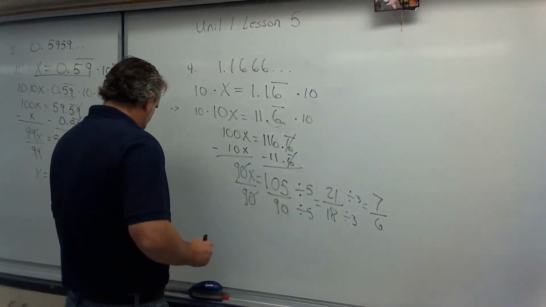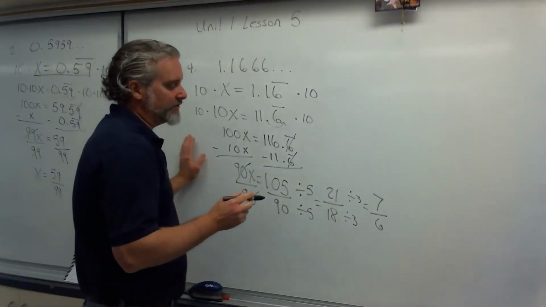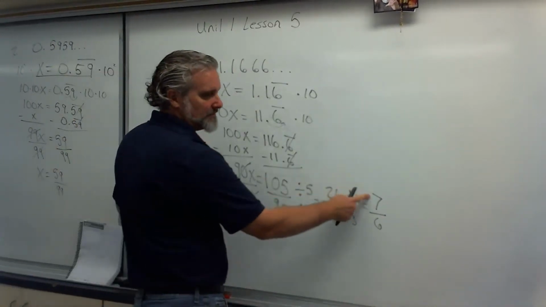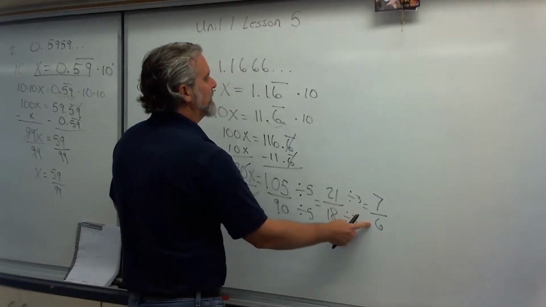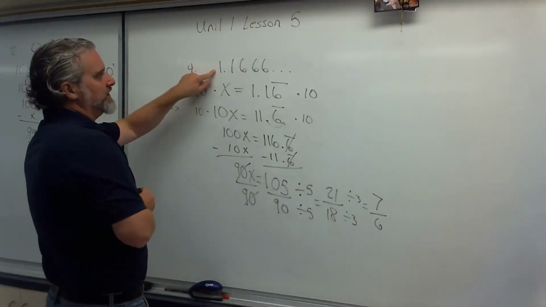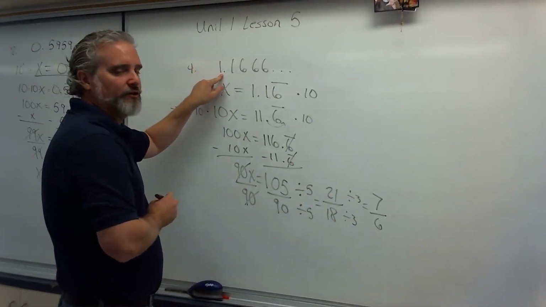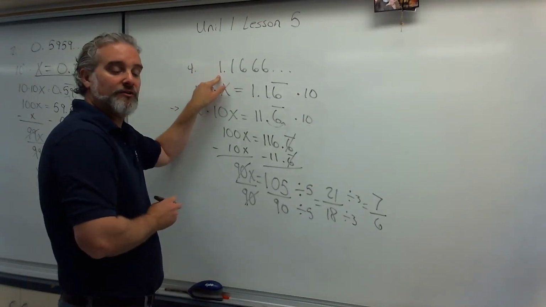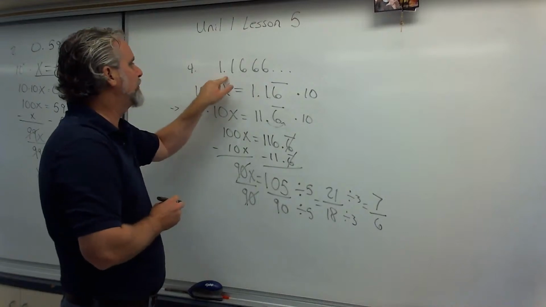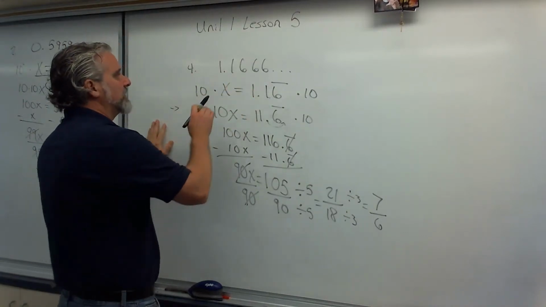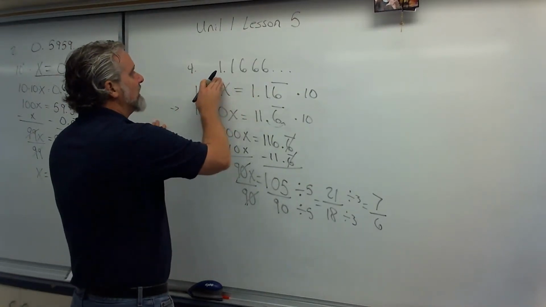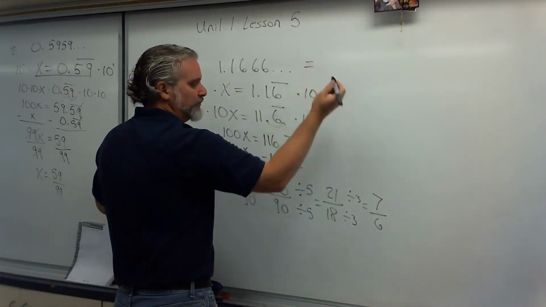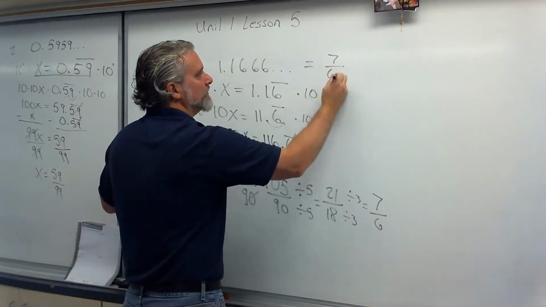7 over 6. That is a fraction. It's also known as an improper fraction, since the numerator, the top, is larger than the bottom, which is the denominator. But we knew that was going to be the case because we didn't start off with 0 point something. We start off with a number greater than 0 here. So we start off with a 1, 1.1666 going on forever. So a number greater than 1, I should say. So 1.1666 repeating is equal to 7 over 6.